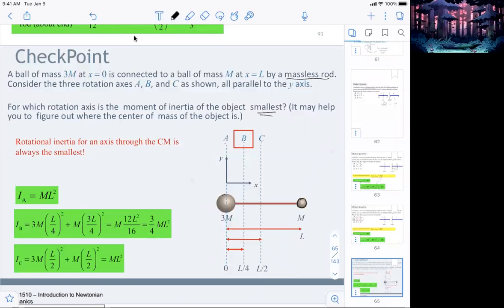We know that through the center of mass is always the smallest. If you only want to know which one is the smallest, all you need to do is find out where the center of mass is. If one of the axes goes through that center of mass, you know that the rotational inertia for it is going to be the smallest. Or you can calculate each one of them and compare.